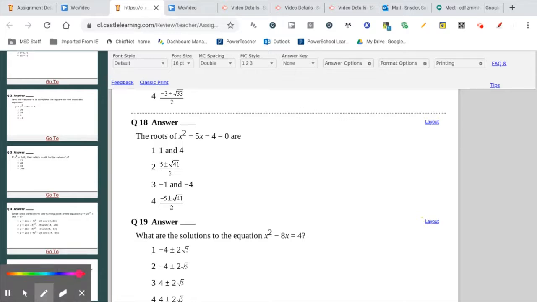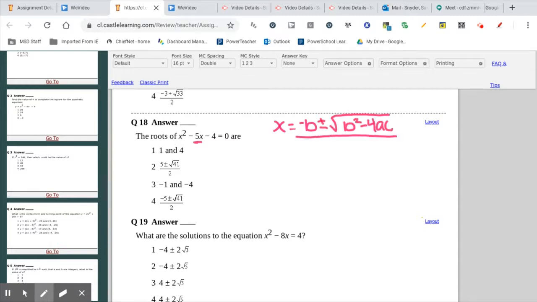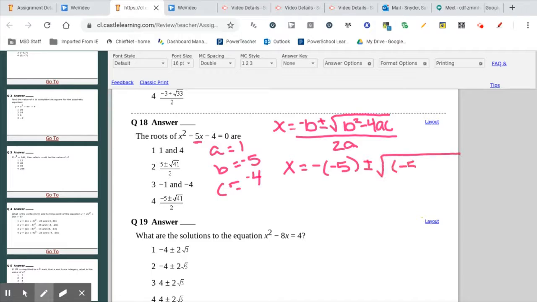Now, again, your B is odd, so completing the square wouldn't be the best. We're going to do quadratic formula. So I'll write it out again. X equals -b plus or minus the square root of b squared minus 4ac all over 2a. A equals 1, B equals -5, and C equals -4. So let's substitute those in. We have x equals -5 plus or minus the square root, -5 squared minus 4 times 1 times -4, all over 2 times 1.